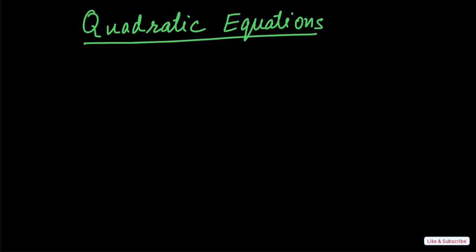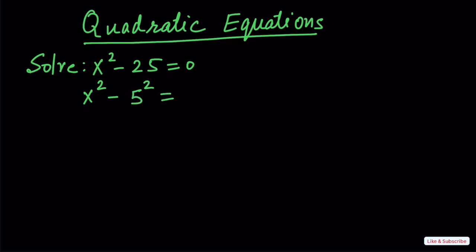In this lesson, we are going to talk about solving quadratic equations by factoring. Let's start with this example. It says solve x squared minus 25 equals 0. Now what I can simply see, I can rewrite as x squared minus 5 squared, that is 25. This is the difference of the squares.